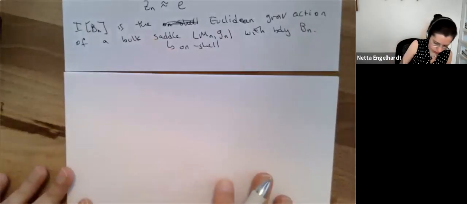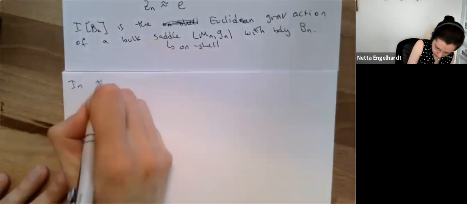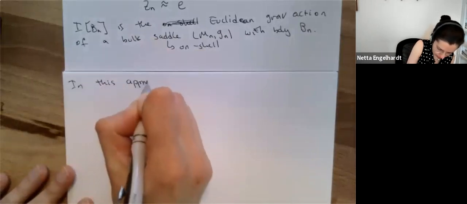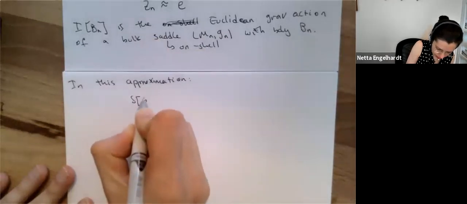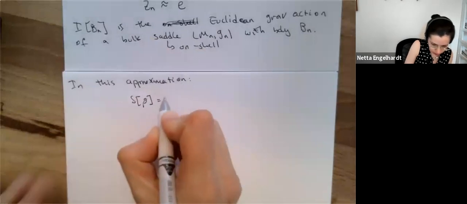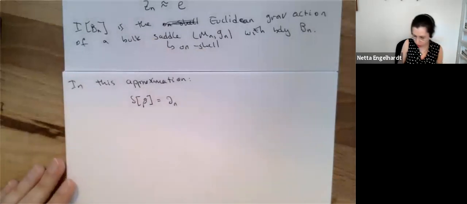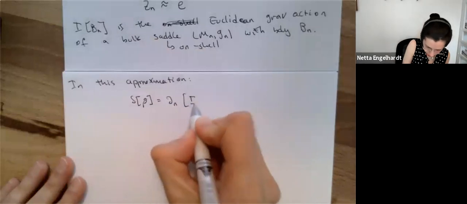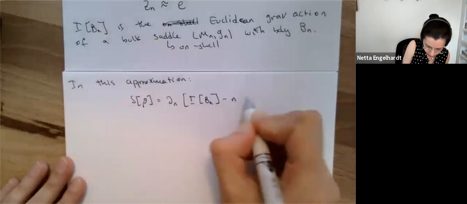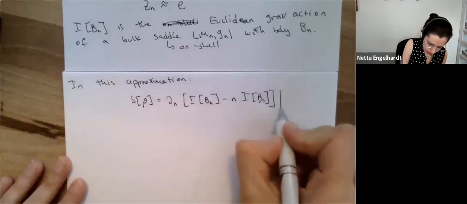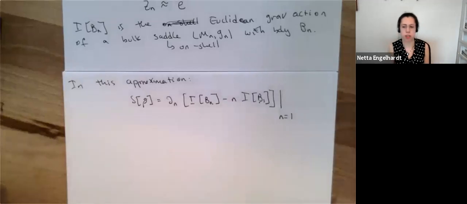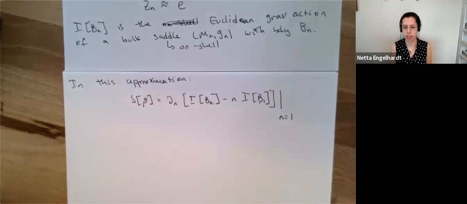Okay, so in this approximation, we have S of rho hat is going to be, so we can rewrite it as partial n of I of b sub n minus n I of b sub 1. This is just the usual boundary evaluated at n equals 1. A good exercise, if you don't trust me on this, is to just do the arithmetic or the algebra out yourself. It's not very complicated.